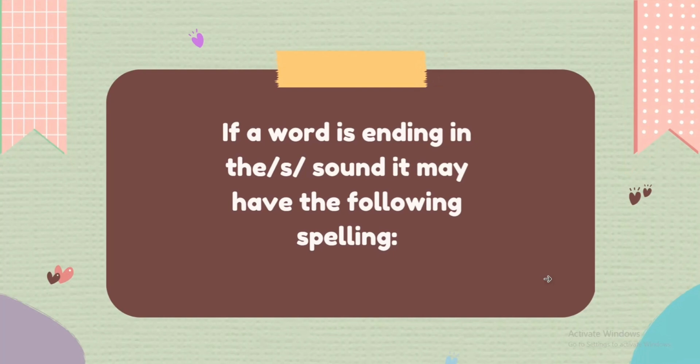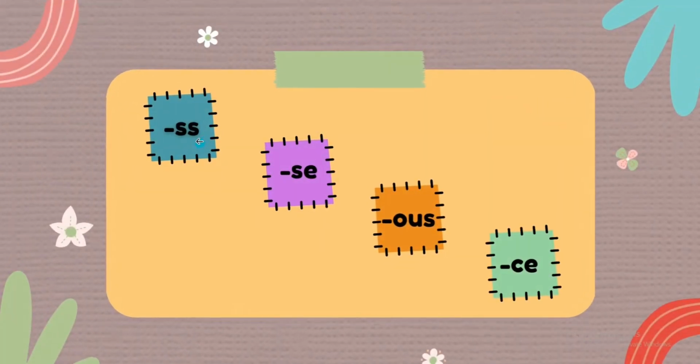Okay, so if a word is ending in the /s/ sound, it may have the following spellings. The /s/ sound can be written at the end with the double S, or with SE, or with OUS if it's giving the /us/ sound, and CE can also say the /s/ sound because of the soft C rule. Now one by one we'll see when we should use which spelling, right?